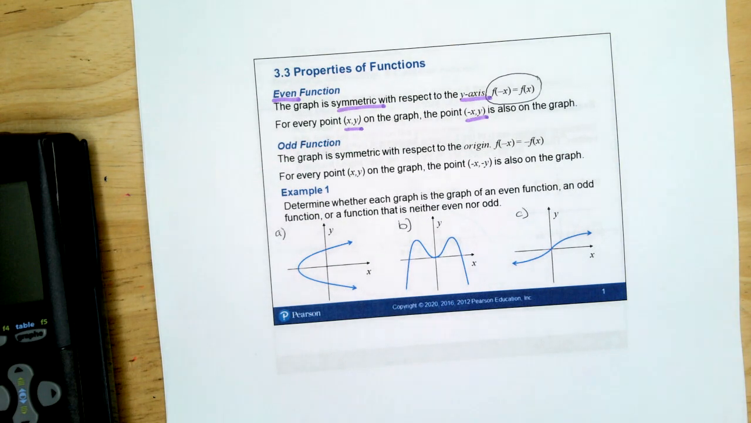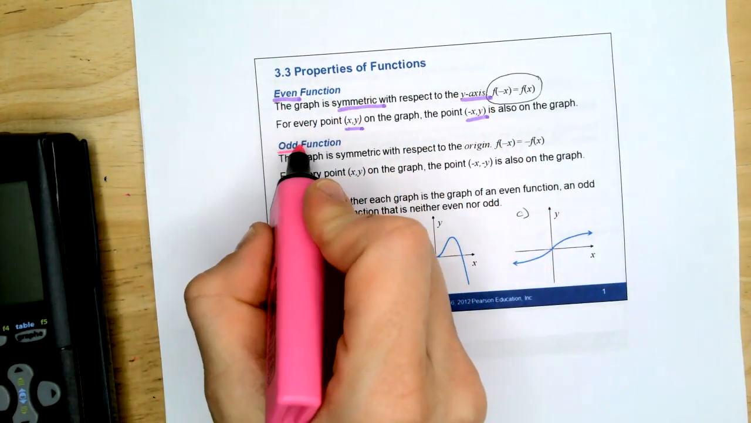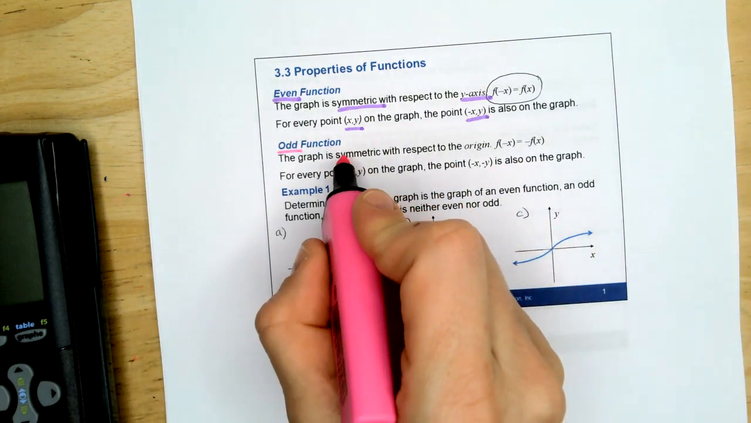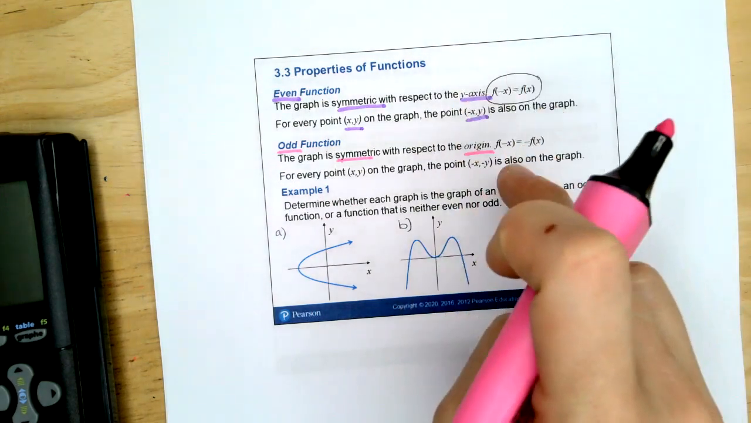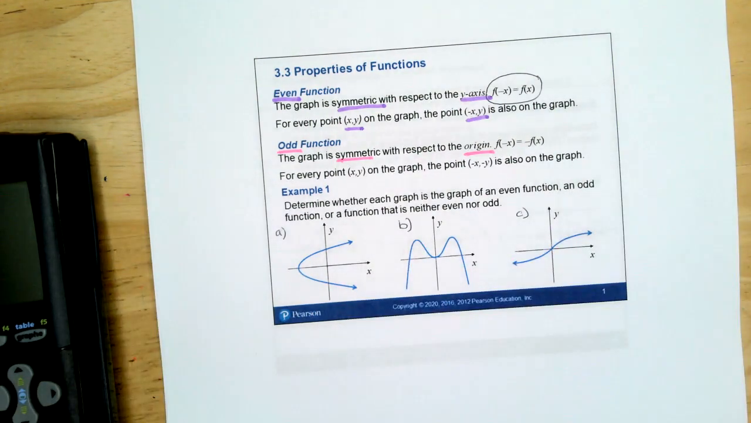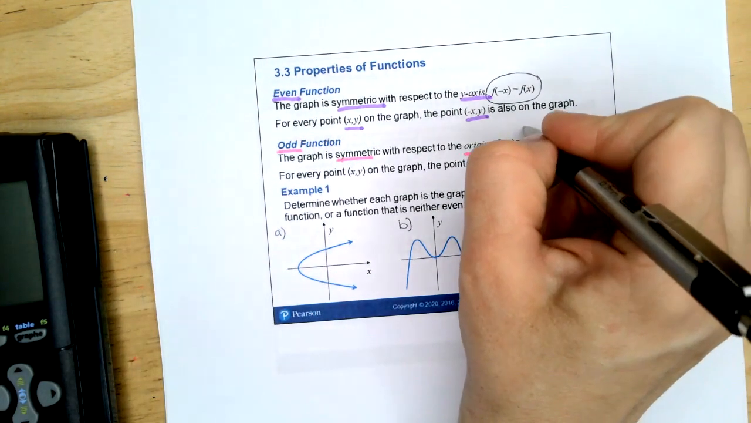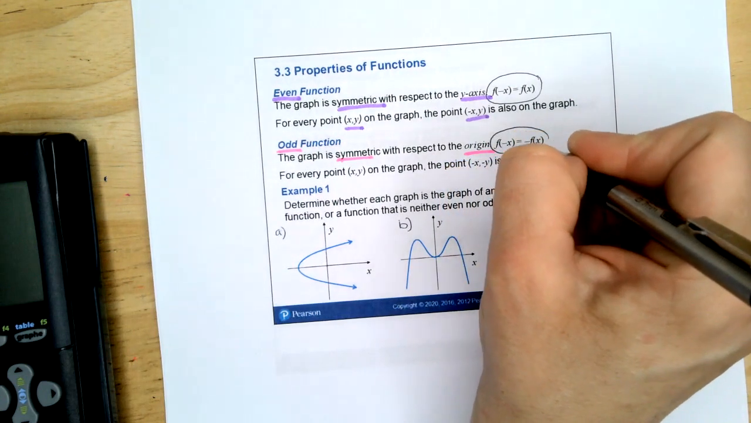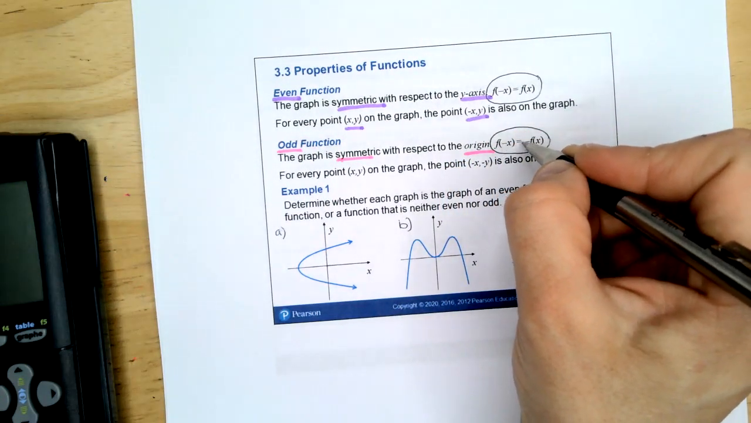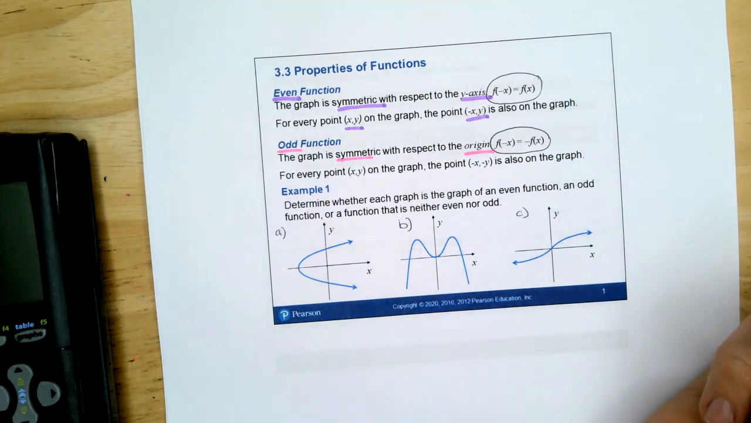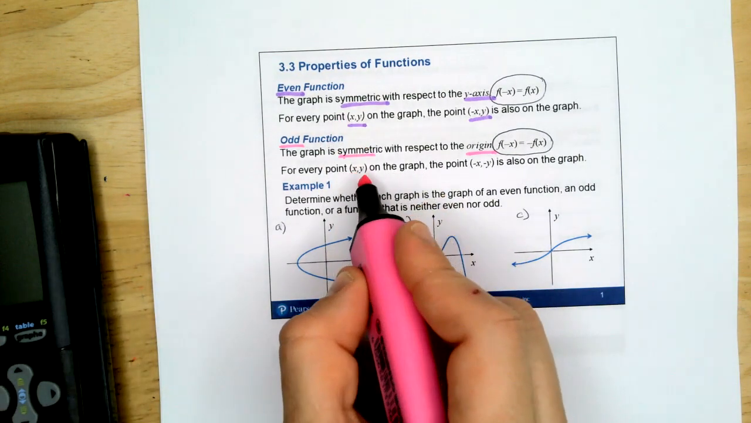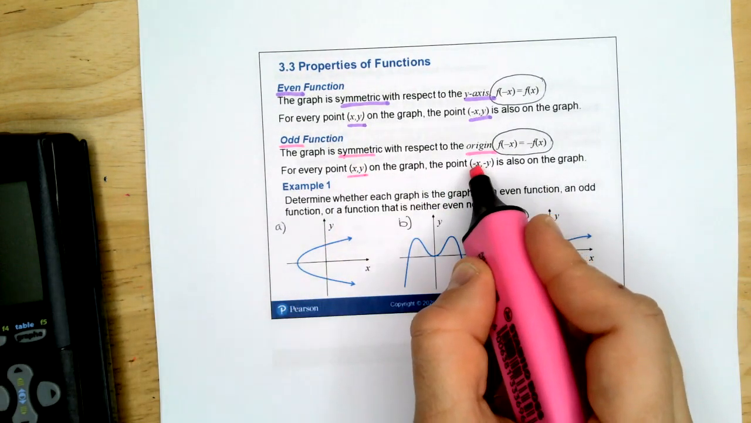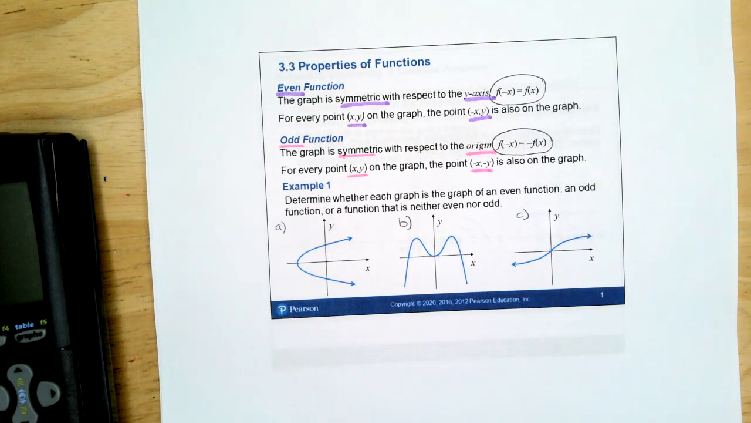Then we have odd functions. A function is odd if the graph is symmetric with respect to the origin. So there's no symmetry with respect to the x-axis here, okay? Just the y-axis or the origin. Make sure you remember those from that previous lecture. If it is symmetric with respect to the origin, then f of negative x is going to be equal to negative f of x. Don't worry, we will practice this on the next slide. For every point x, y on the graph that is symmetric with respect to the origin, the point negative x, negative y is also on the graph.